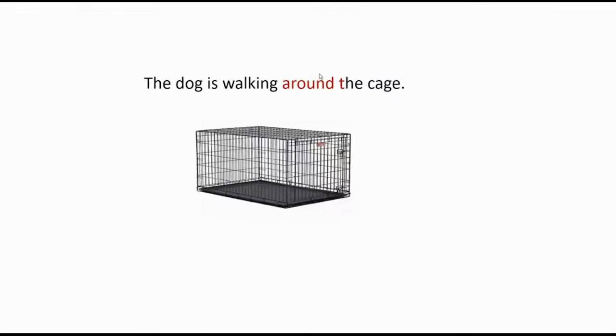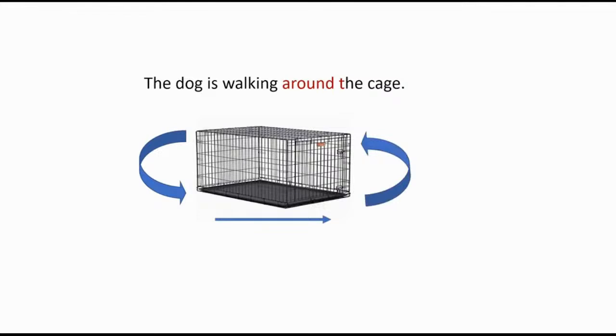And the movement is in a circular motion, or circular direction, on the outside of the cage. Not touching the cage, but a circular motion. So let's look at an animation. Okay?